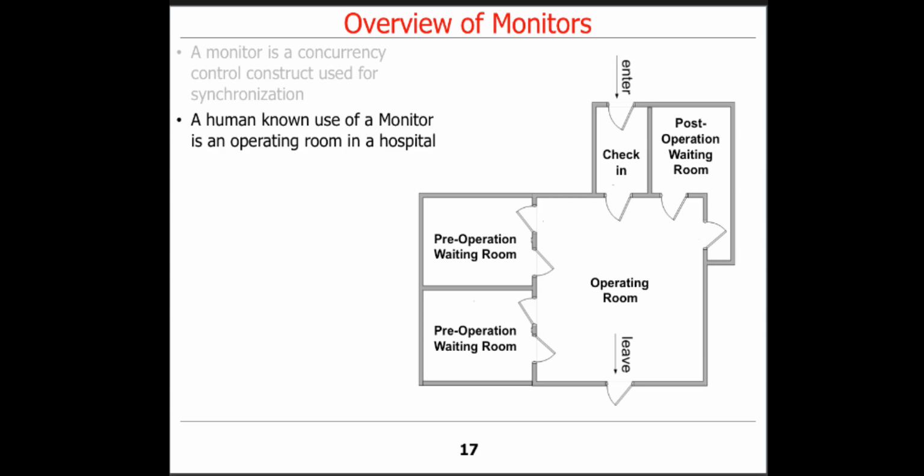Okay, so we always try to have human known uses for things. So here's one I kind of came up with. It's not perfect, but it gives you the basic idea. So the idea is you've got an operating room, and the rule is that there's only one person that can be operated on at a time by a surgeon, right?